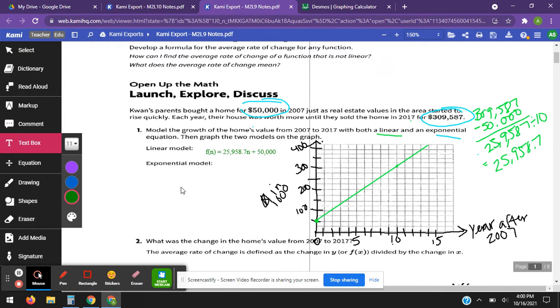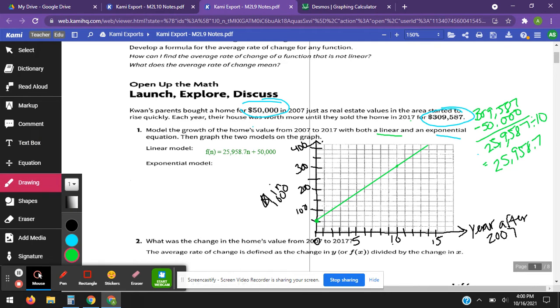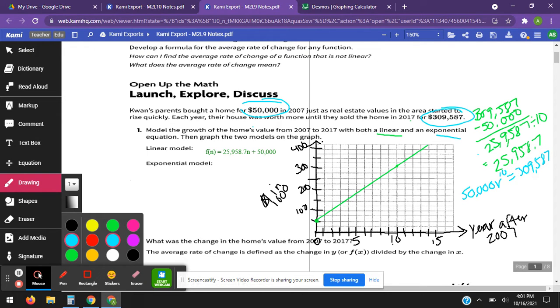For plotting it, I'm going to go back over here, and now I'm going to do the exponential model. Now here's the catch with the exponential. Sometimes with these bigger numbers and more complicated things, we have to round to be able to do our roots, right? Our 10th roots. So let's write our equation, and then we're going to have to tweak it from there. So I start with 50,000, and I'm going to multiply it 10 times by my common ratio, and I need to end up with 309,587. So I'm going to divide out my 50,000.